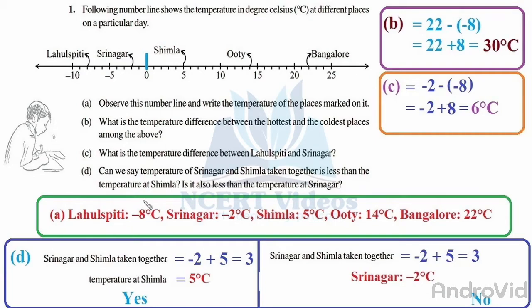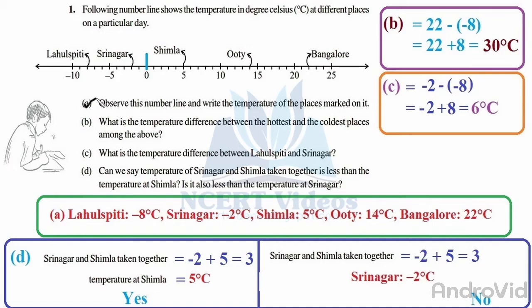Let's come on to Srinagar. You can see here 0, 1, 2. It is -2 degrees Celsius, on the negative side, because it is on the left hand side. Similarly, Shimla is towards the right hand side and it is marked at 5 degrees Celsius. Now Ooty is 1 less than 15. This is the fast way of doing it rather than starting from 0. Similarly for Bangalore, 22 degrees Celsius.